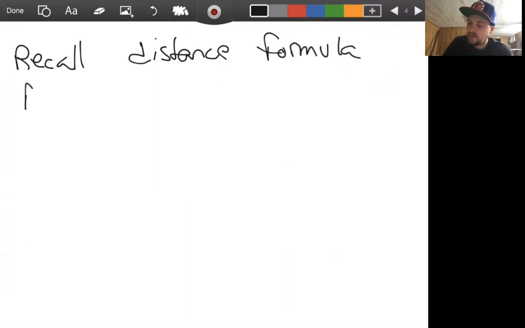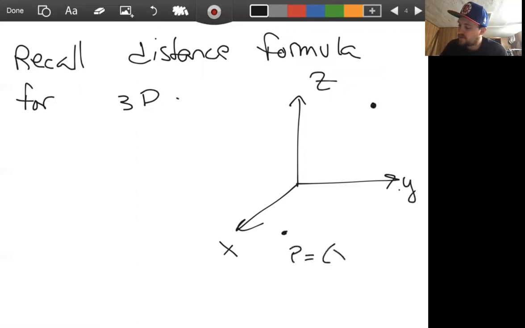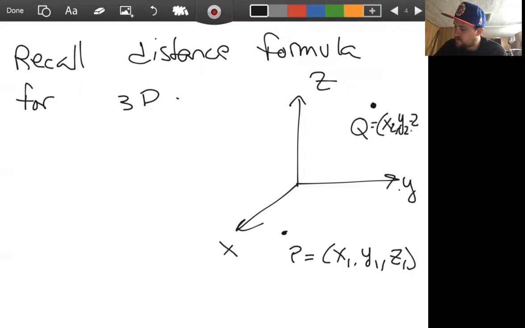But for 3D space, for 3 dimensions, okay? So if we have, let's draw our coordinate system, x, y, z, and let's say we have 2 points. P, which is x1, y1, z1, and Q, which is x2, y2, z2. Sorry, I'm running out of room. Then what is the linear distance between these 2 points, right?